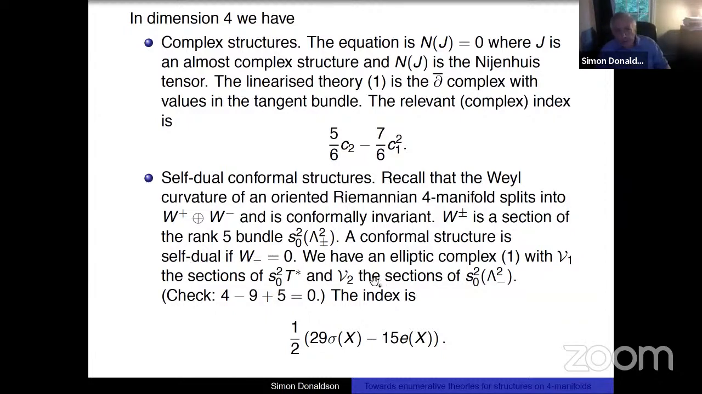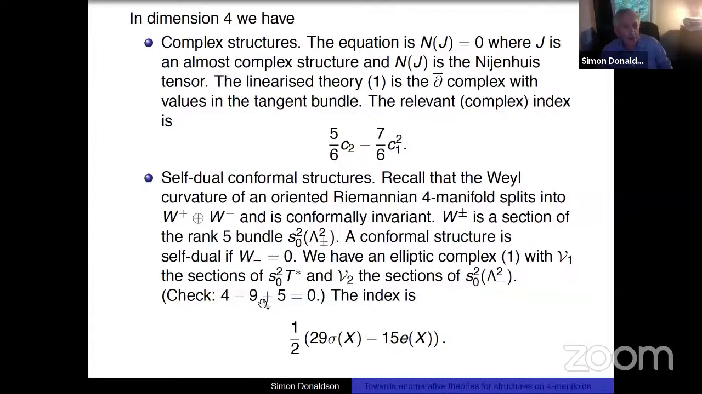V2, the space where our equation lives, is the symmetric 2-tensors on Lambda 2 minus. We find that the action of the Lie derivative and the linearization of this self-dual equation make up an elliptic complex. A check on that is that if you have an elliptic complex, then the alternating sum of the ranks of the vector bundles involved must be 0.